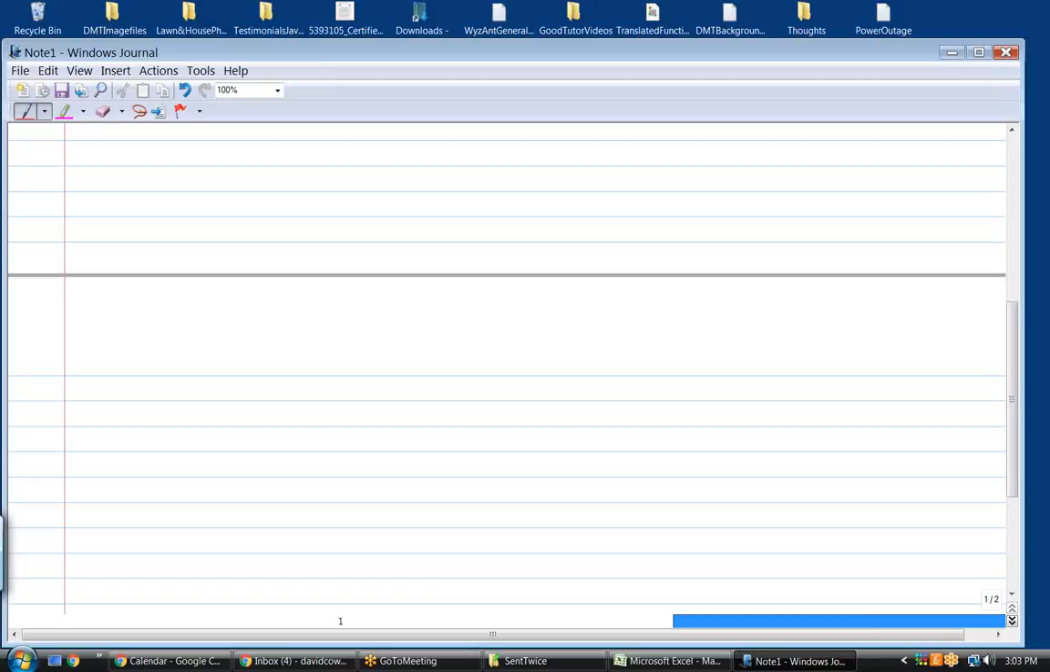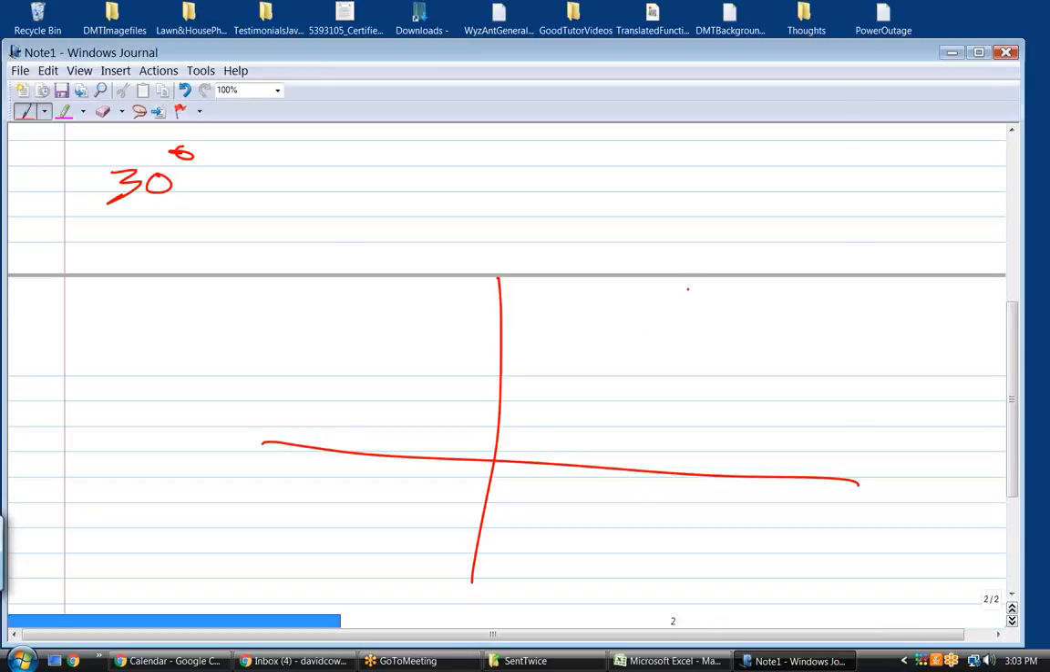Some of the other questions we got were like, what is the reference angle of, let's say, 30 degrees? 30 degrees is in the first quadrant. That's quadrant 1, 2, 3, 4. The reference angle is always the angle made with the x-axis. So if it's 30 degrees, the reference angle is 30 degrees.